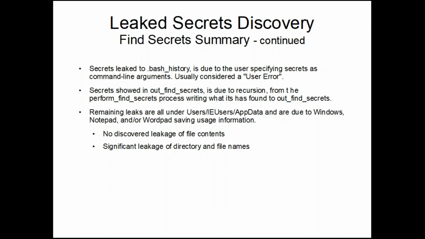And then the secrets shown in outfind secrets, that's a recursion thing, it's just a holdover from the actual process of finding and recording the secrets that were found. All of the remaining leaks were found in various users' app data files. Okay. There were no discovered leaks of any file contents.